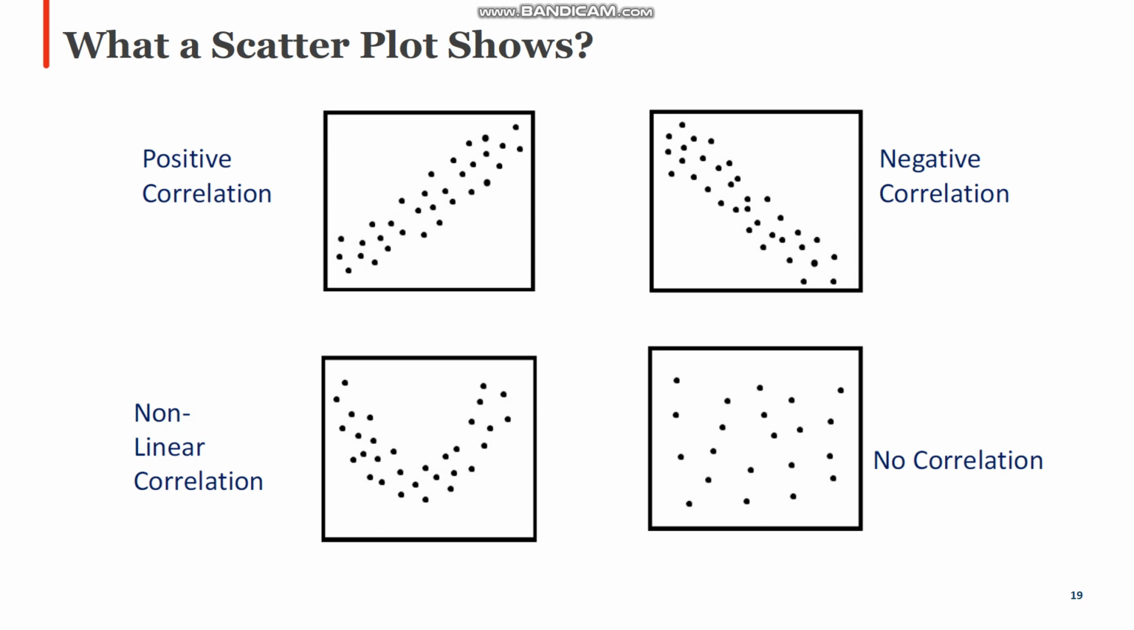The common patterns we often find in a scatter plot is the correlation. For example, the positive correlation, the negative correlation, a nonlinear correlation, and even no correlation here.